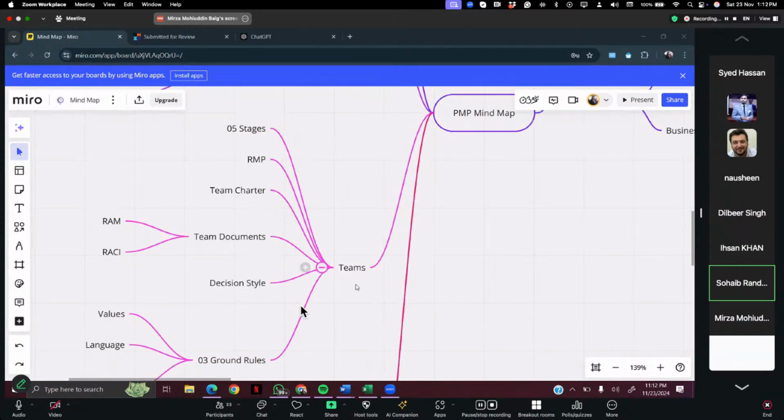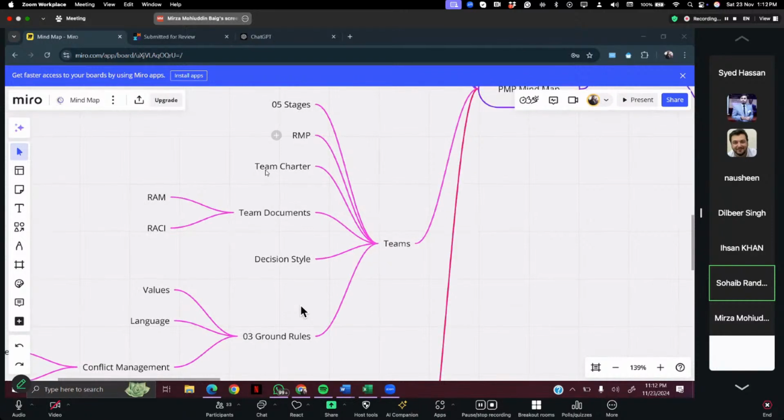After communication, we went to the teams. Okay, team. First of all, we were told that there is a resource management plan in which we first acquire, then develop, then manage, and then control the resources. And team is a part of the resource management plan.